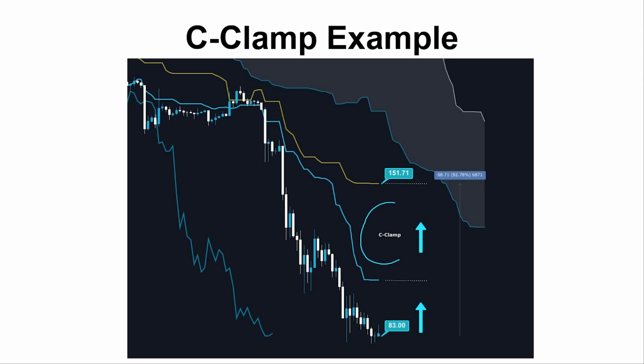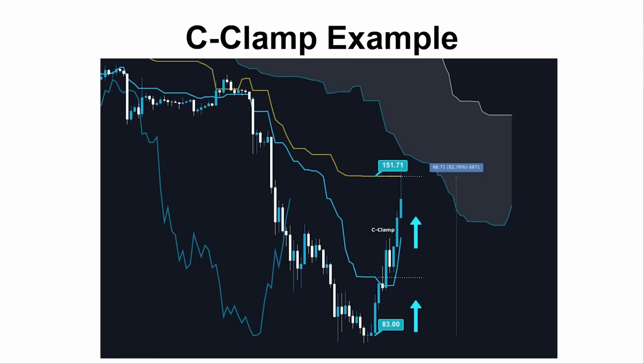Now take a guess at what happens next. That's right, price not only returns to the Tenkan, but all the way up to the Kijun. That is a prime example of a C-clamp resolving itself as well as an initial Kijun rejection.